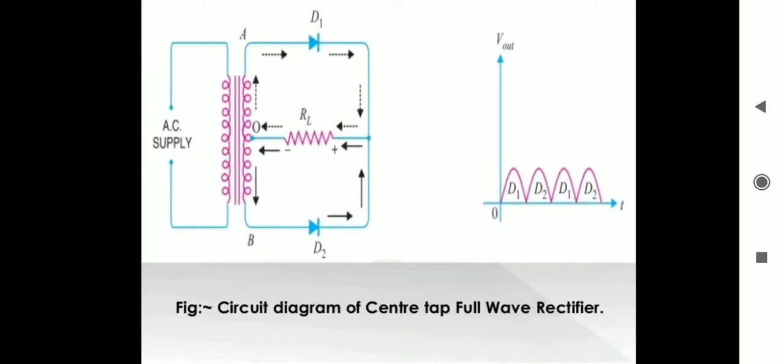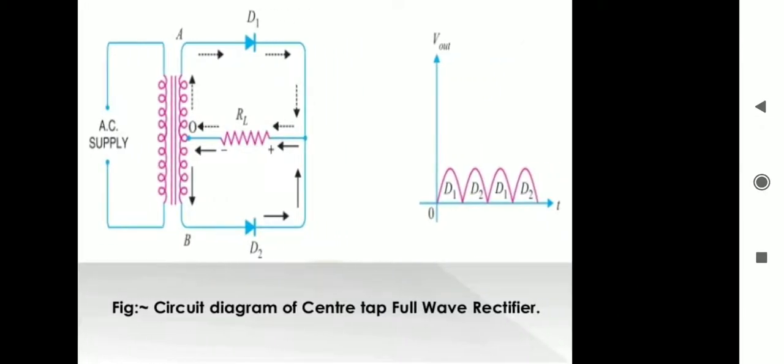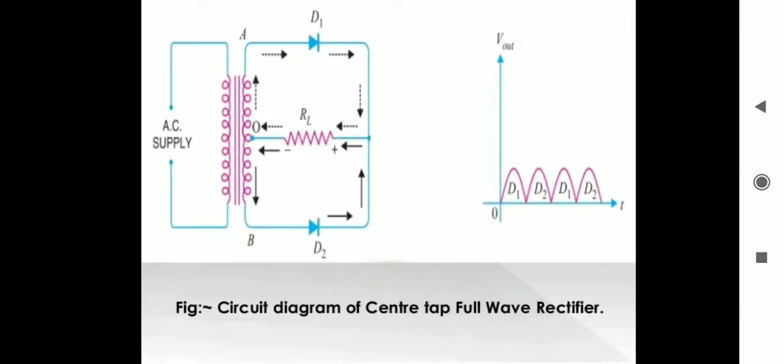In the circuit diagram, you can see it consists of a step down transformer, the two diodes are connected, and there is a center tap. Thus, these types of rectifier where center tapping is provided are called center tap rectifiers. The load resistor is connected and the output voltage is obtained across the resistor.